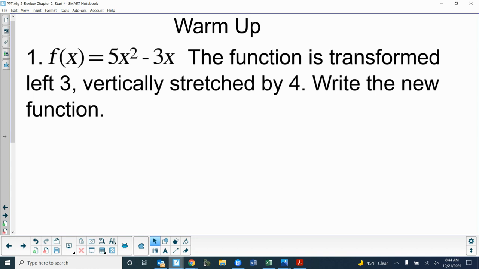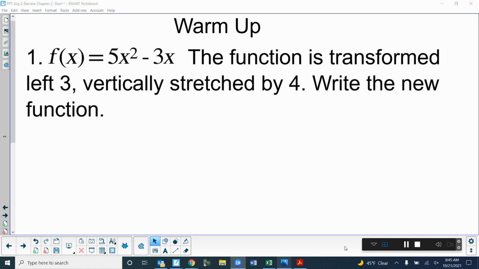So the function's transformed left 3, okay? So that's a horizontal, left and right, correct? So what do I write, or what do I do to the x if I'm going left 3? Plus 3, right? Correct?